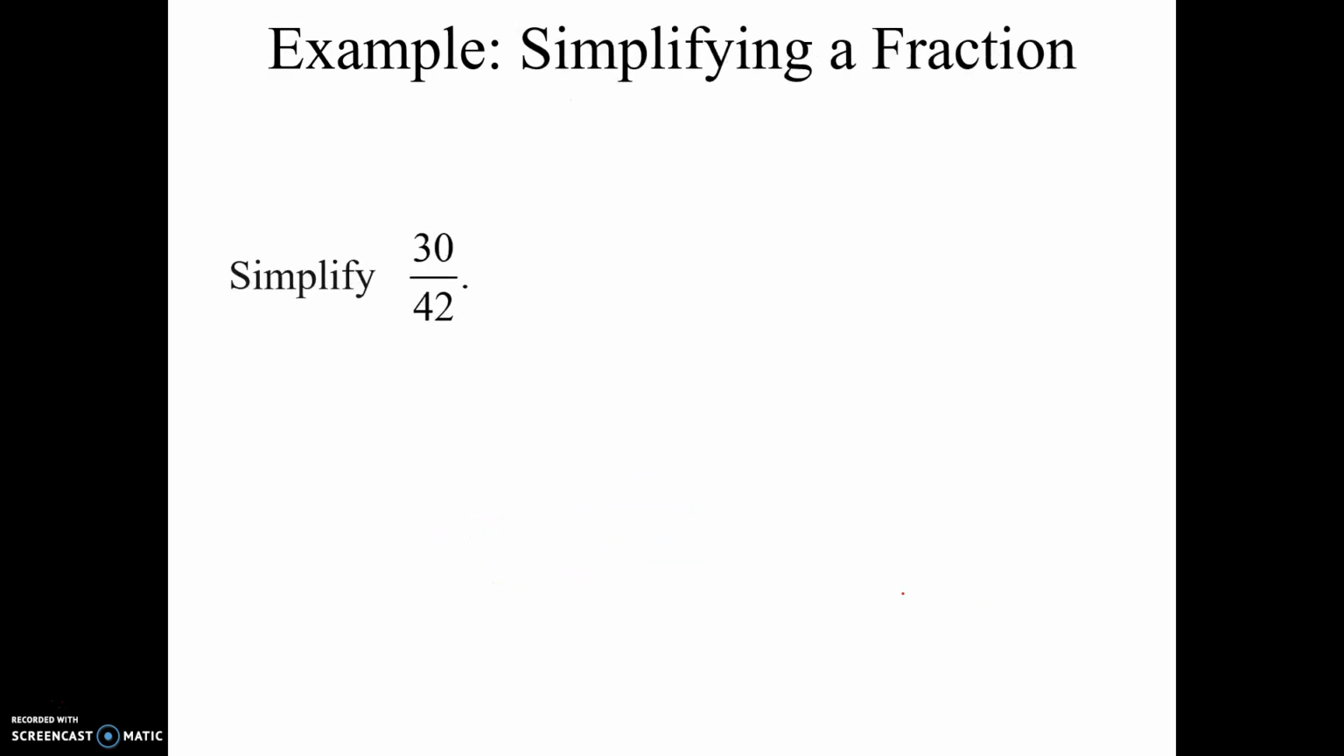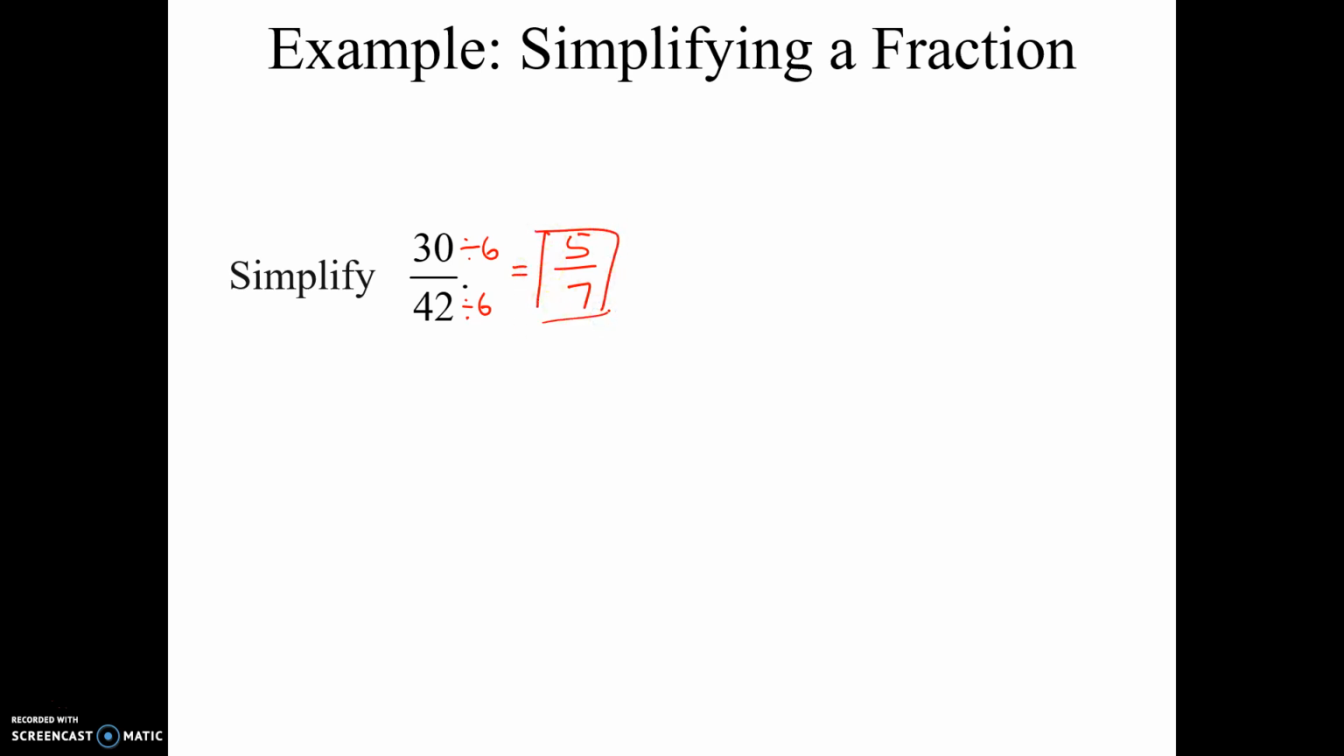Let's simplify 30 over 42. When you simplify a fraction, you think about what's the biggest number that can divide both 30 and 42. Offhand, I know that 6 can divide 30 and 6 can divide 42. 30 divided by 6 is 5, 42 divided by 6 is 7, so my answer is 5 over 7.